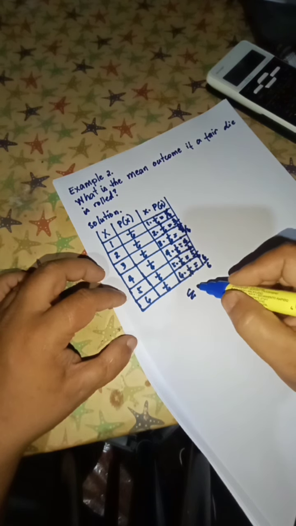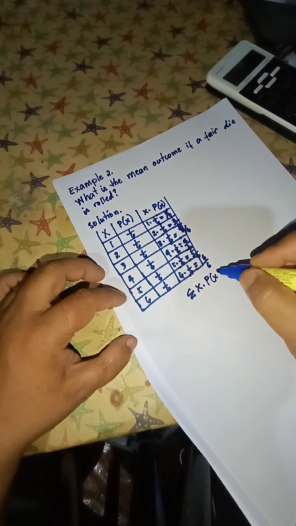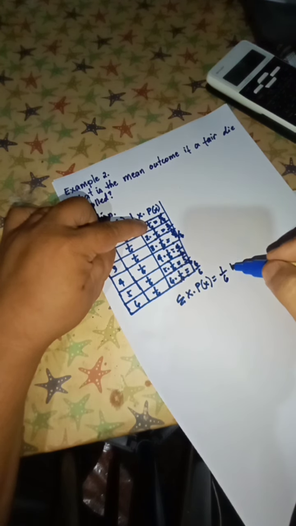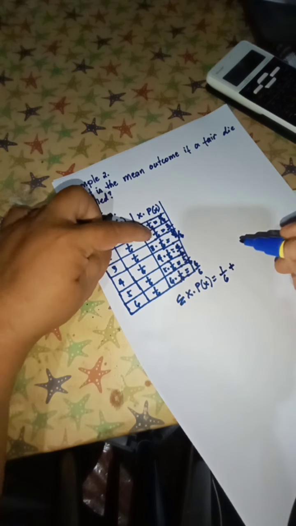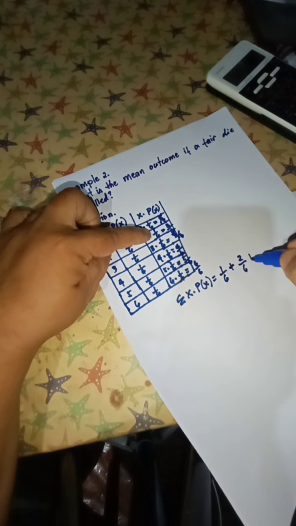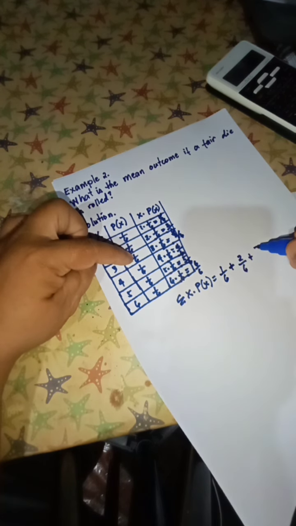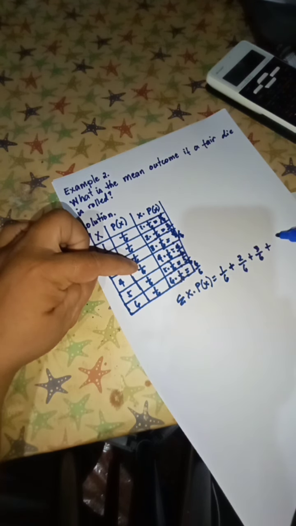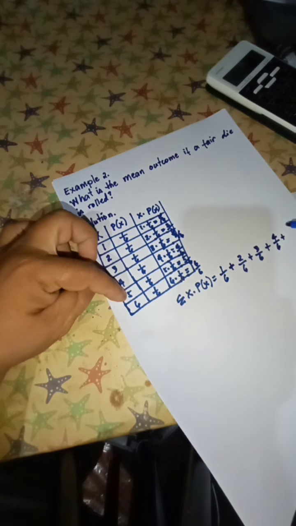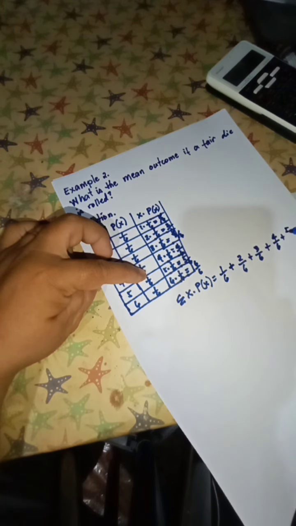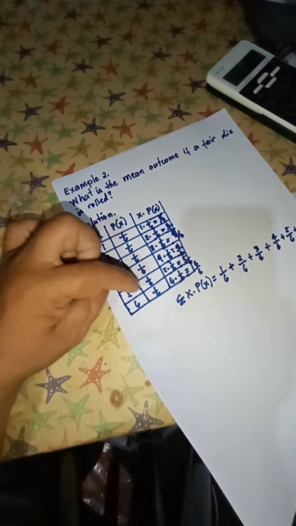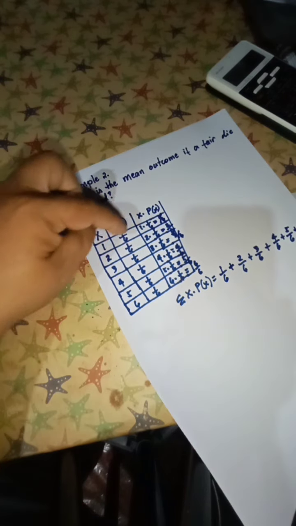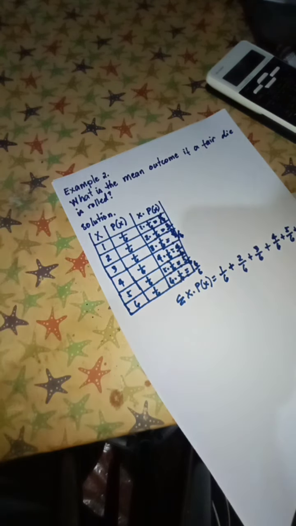The summation of x times p of x would be 1 times 1 over 6 is 1 over 6, plus 2 times 1 over 6 is 2 over 6, plus 3 times 1 over 6 is 3 over 6, plus 4 times 1 over 6 is 4 over 6, plus 5 times 1 over 6 is 5 over 6, plus 6 times 1 over 6 is 6 over 6. Now, if you're using a calculator, you can directly enter this value in the calculator.